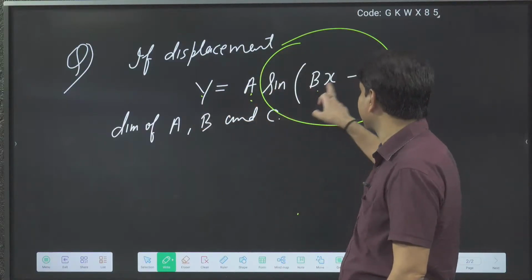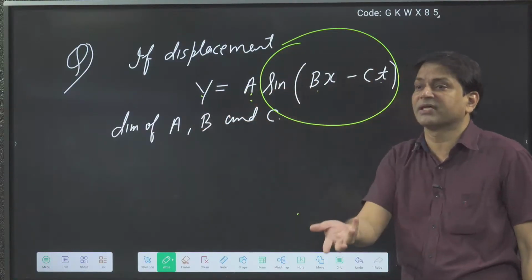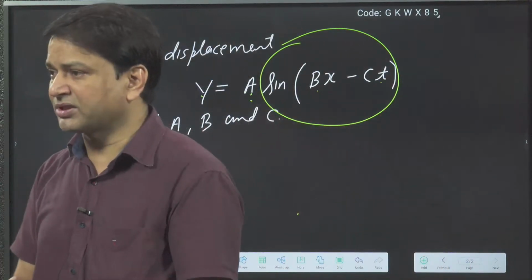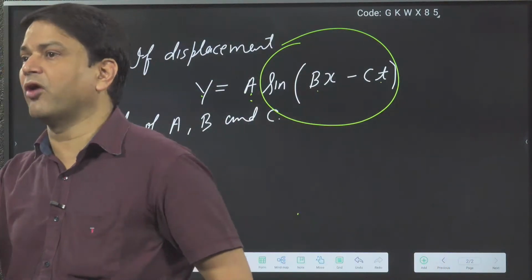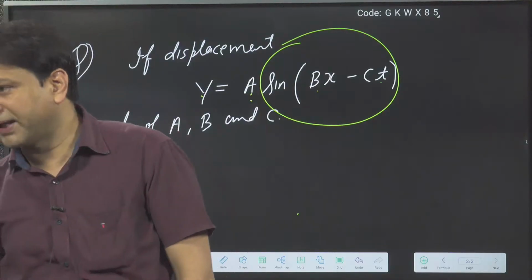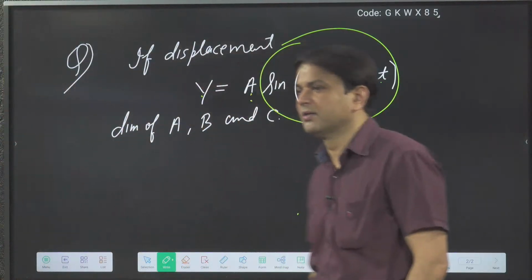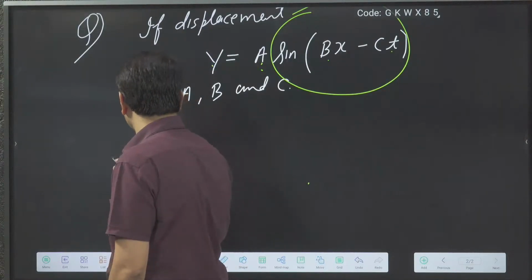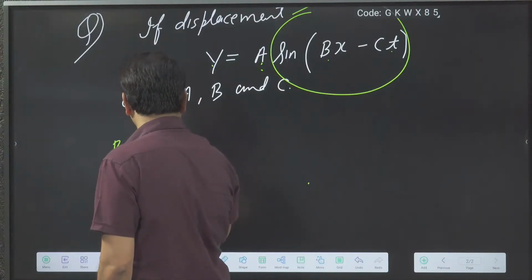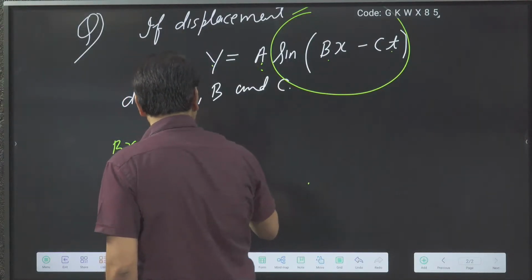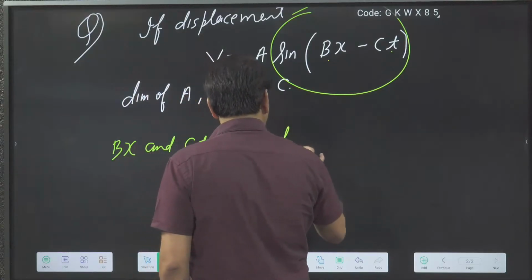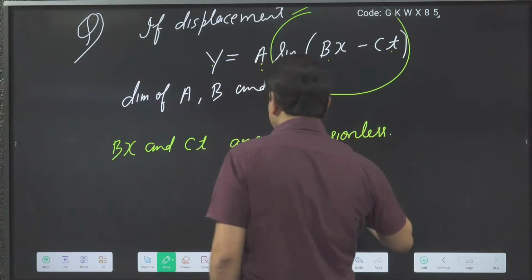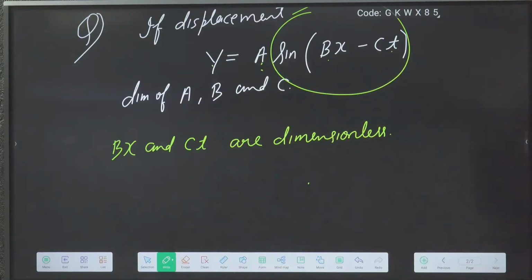Okay. And bx and ct dimensions are same. Basically what? They are dimensionless. So bx, ct dimensionless and a has the dimension of y. Y is what? Displacement. So what is the displacement? L. Okay. Now we can write here. So bx and ct are dimensionless. This everybody got?